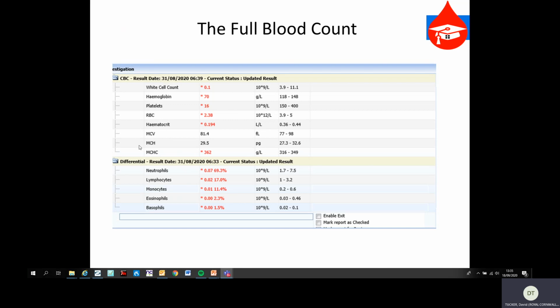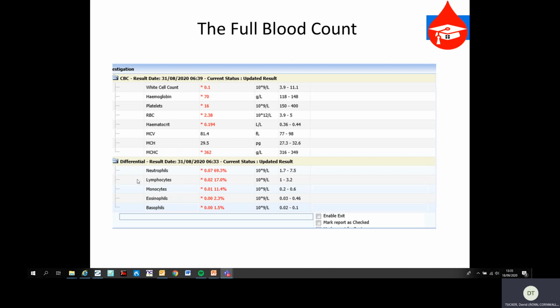It gives you the mean cell volume and the mean cell hemoglobin. So that's the size of each cell and the amount of hemoglobin in each cell. And then the MCHC, which we don't use so much in clinical hematology these days. And then it gives you the white cell differential.